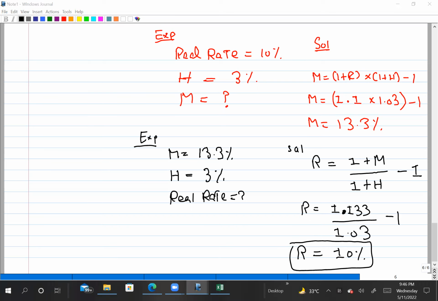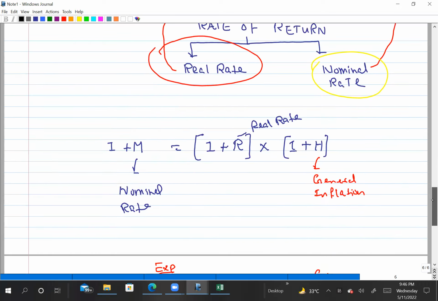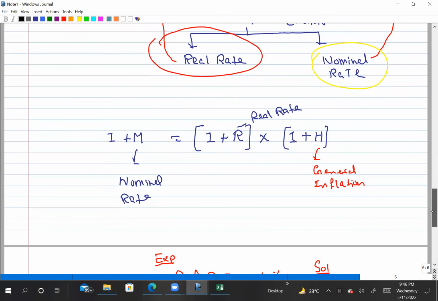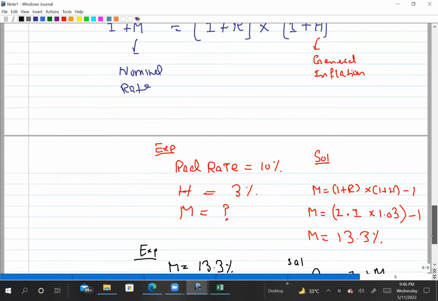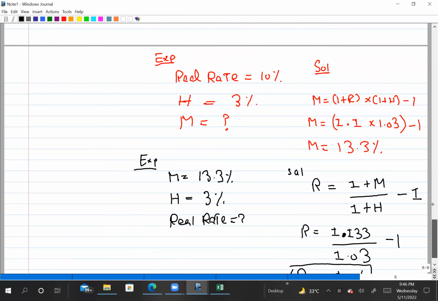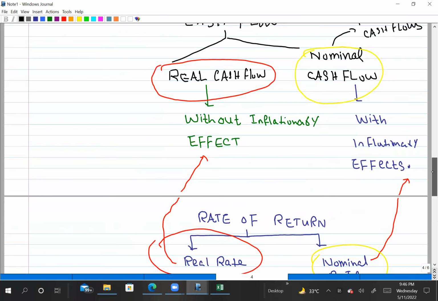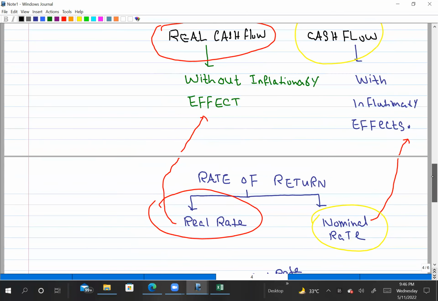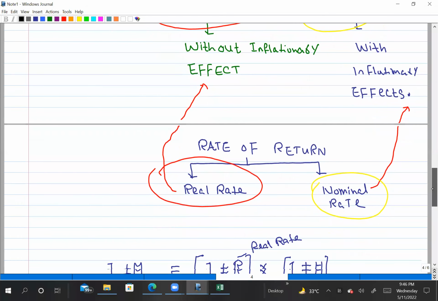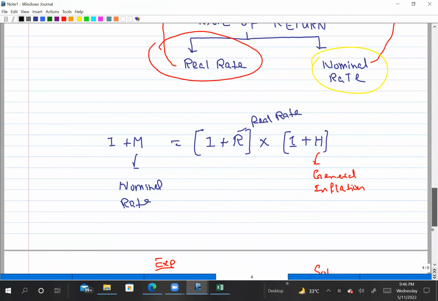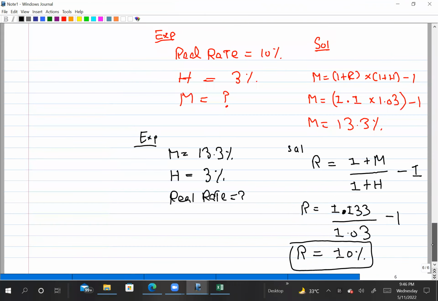So what is the role of Fischer? Using the Fischer formula, we can determine the M and we can determine the R. And if we have real cash flows, we will use the real rate of return. If we have nominal cash flows, we will use the nominal rate of return. But in both scenarios, the NPV will remain the same.